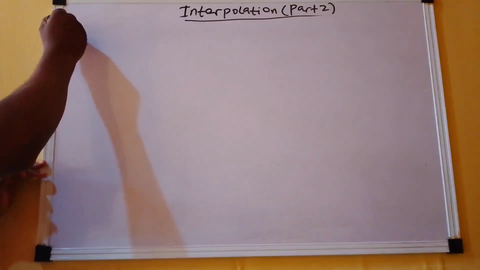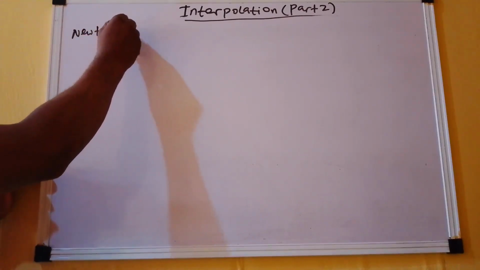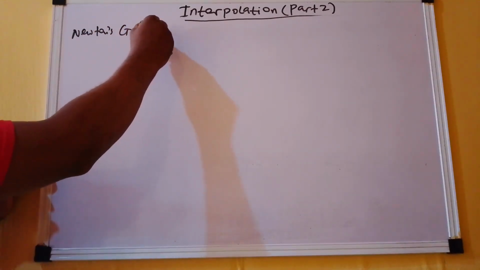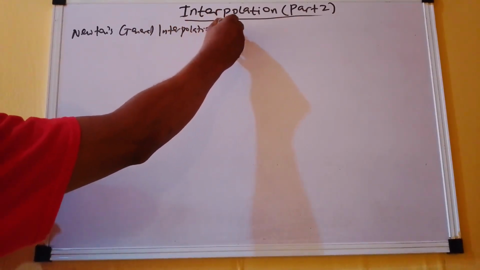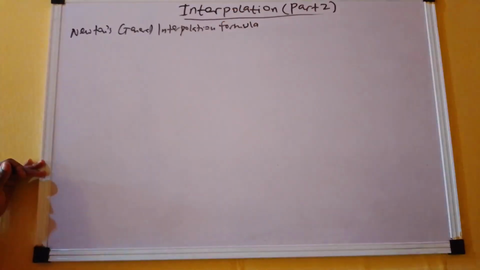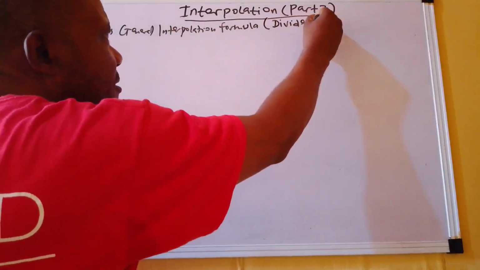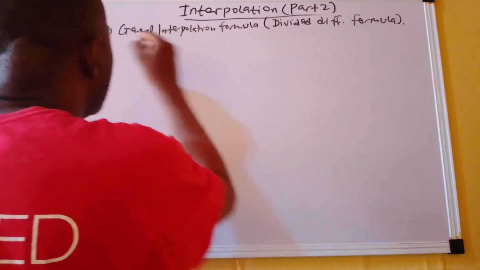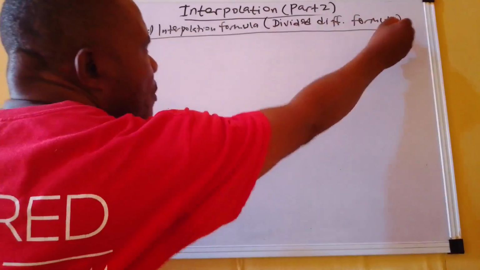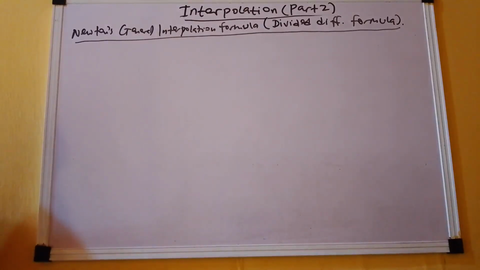So now, general interpolation formula, and this formula is also called divided difference formula. So we want to see how we make use. This formula can also solve a problem having h. It can also solve a problem that is not having h.